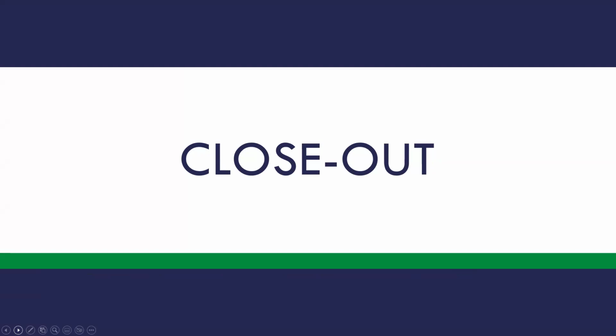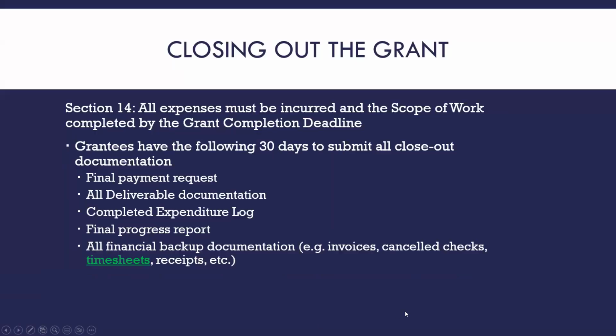We're all done with your grant. Now what happens? You've gotten all your payments, you did all your deliverables. Next is closeout. So all expenses must be incurred and the scope of work completed by the grant completion deadline, which is June 30th of 2026, unless you ask for an extension.